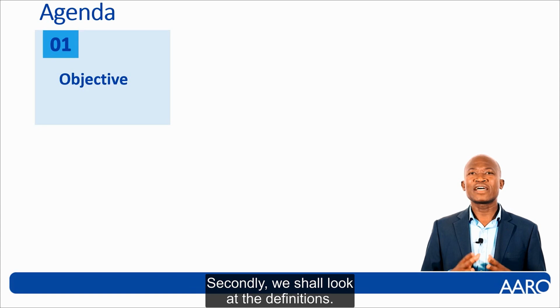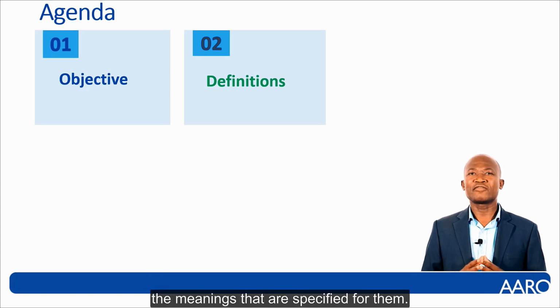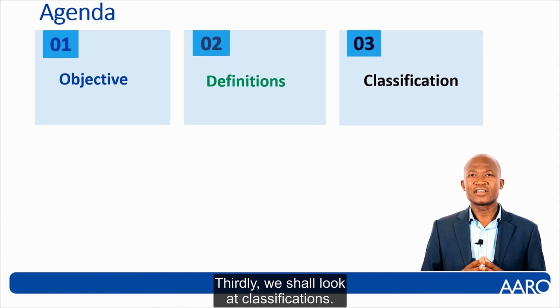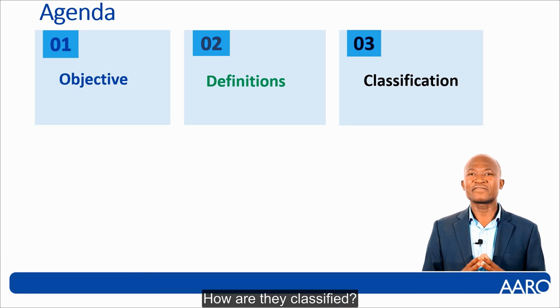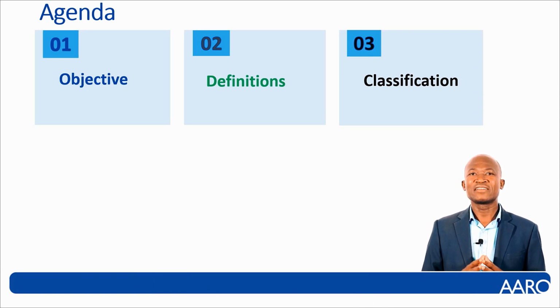Secondly, we shall look at the definitions. We shall be explaining some of the terms that are used within the standard and the meanings that are specified for them. Thirdly, we shall look at classifications. How do joint ventures or associates appear in your statement of financial position? How are they classified? Are they long-term assets or are they short-term assets?